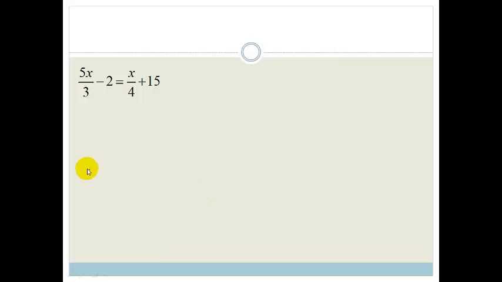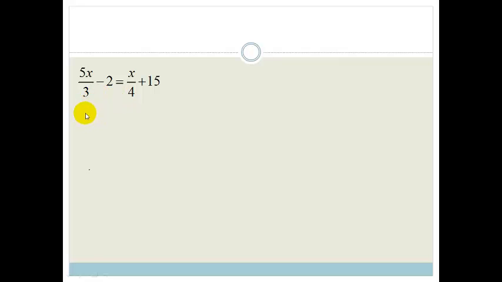Okay, so now if we look at this one, you can see that we've got 5x over 3 minus 2 is equal to x over 4 plus 15. So before I start working out what my common denominator is and everything else, I'm going to take everything that has an x to the one side, and everything that doesn't have an x to the other side.